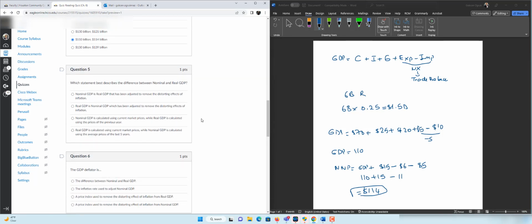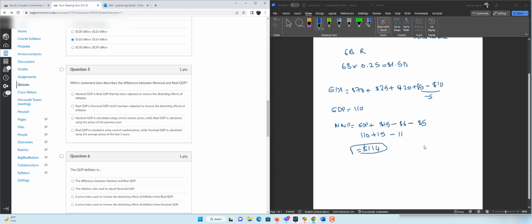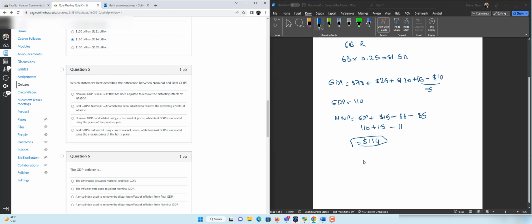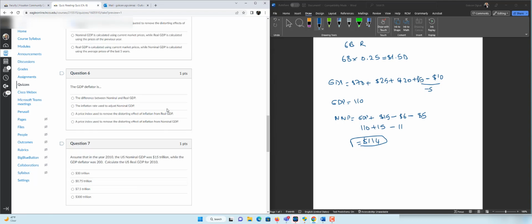Question 5. Which statement best describes the difference between nominal and real GDP? We know that real GDP is inflation adjusted. For that reason, real GDP is nominal GDP which has been adjusted to remove the distorting effects of inflation. The next question is GDP deflator. GDP deflator is a price index, and it is used to remove distorting effects of inflation from nominal GDP. Remember, real GDP is the one that's inflation adjusted.